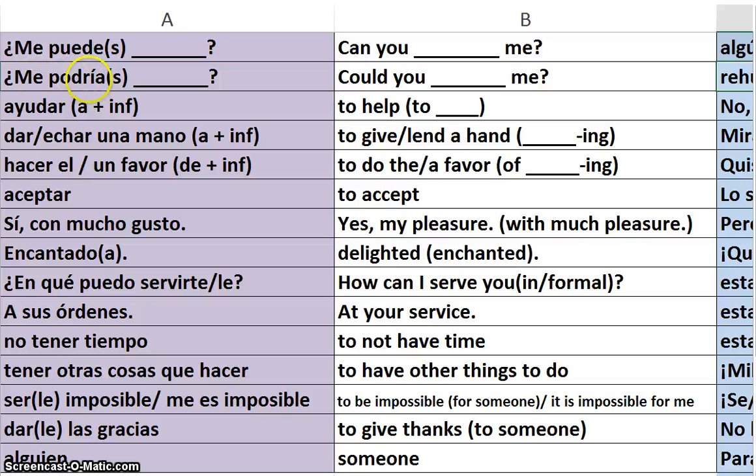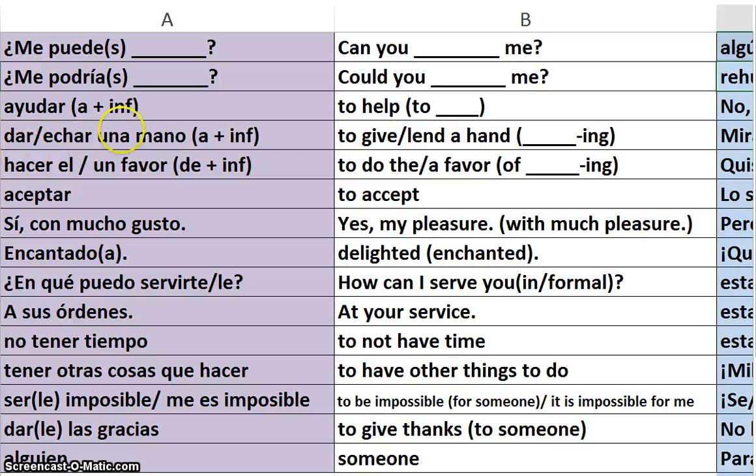This one right here, podría, that's a tense that you guys haven't gotten to yet. It's called the conditional, and it's used to make polite requests. You don't have to understand how to do it. You just need to know that this is could you as opposed to can you. It's just a little bit more polite. If you want someone to help you to do something, you need to know this infinitive phrase. It's not just ayudar plus infinitive, it's ayudar plus a plus infinitive.